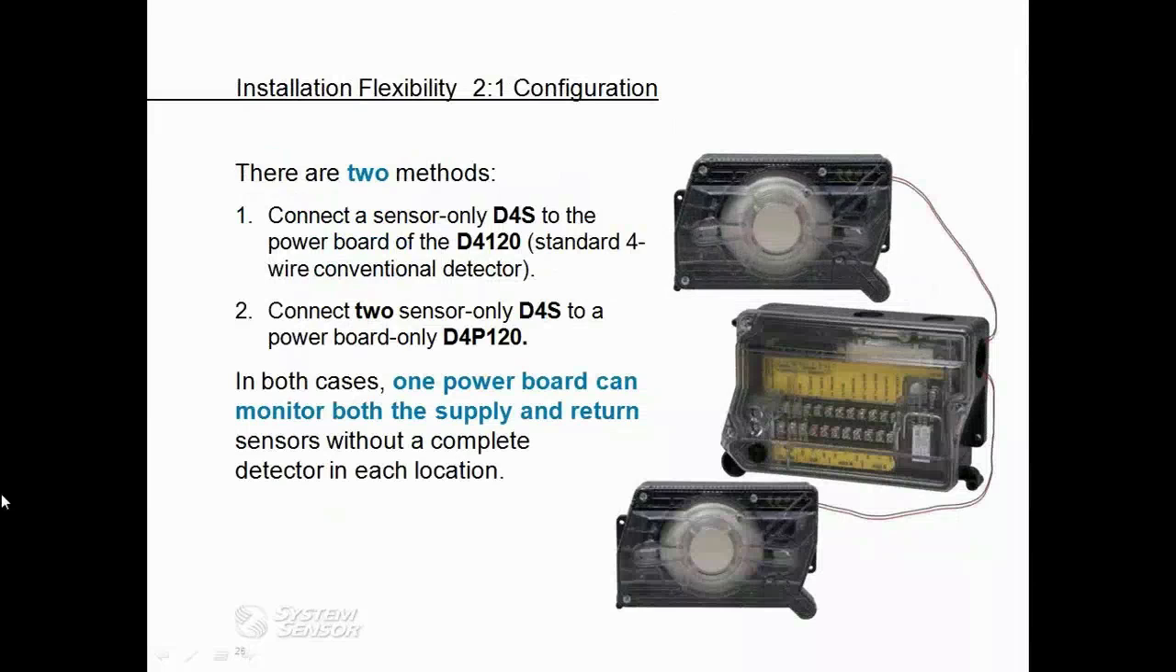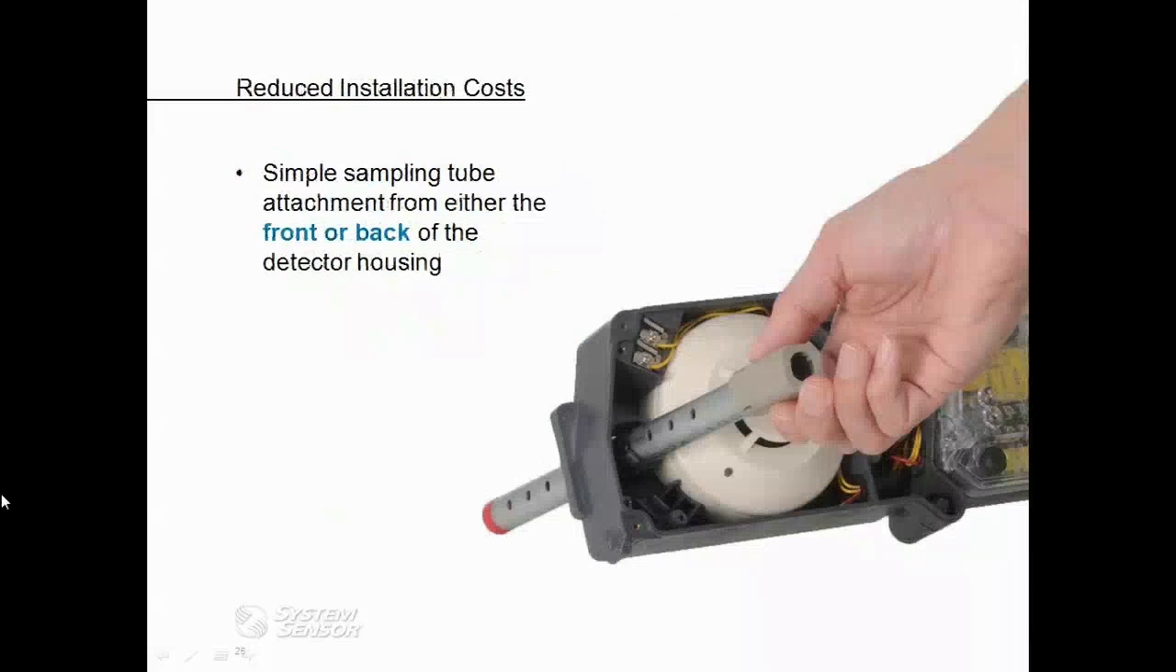The second option is what we refer to as a fully distributed configuration, where 2 D4S sensor-only components connect back to a D4P120 power board only component. This option is especially useful when space is at a premium. The 2 sensor components can be installed in the supply and the return, and the power board can be remotely located in a more easily accessible area for wiring and testing.